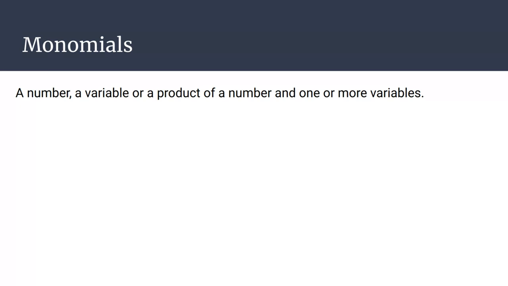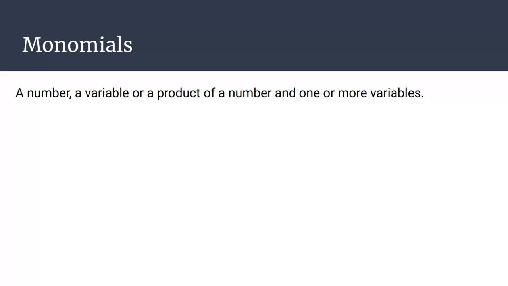So for monomials, and this is something you're going to want to write down, so take a second to write down the definition. Pause this video if you need to. A monomial is a number, a variable. Remember, a variable is just a letter. Or a product of a number and one or more variables. So any numbers and variables multiplied together are going to make monomials.